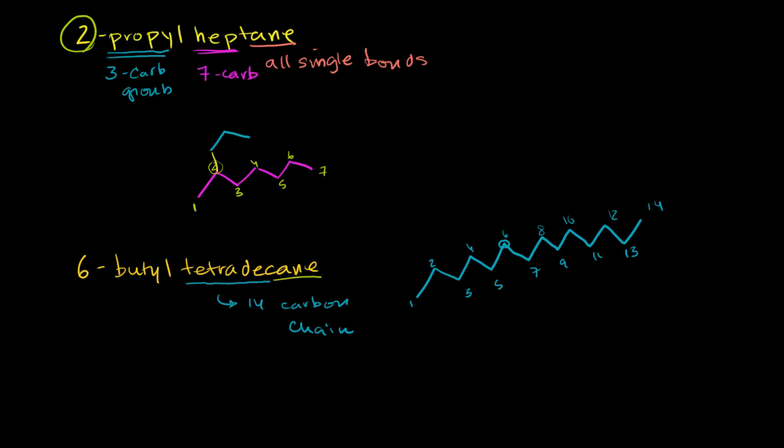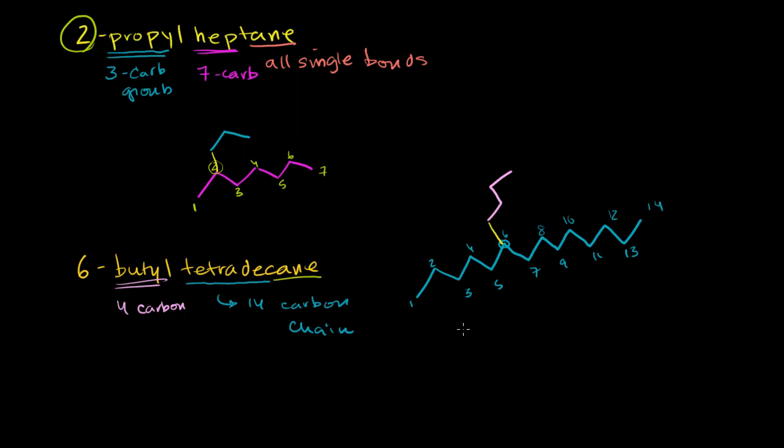So let me write this in pink maybe. So this is a 4-carbon group. It's actually, you call it an alkyl group. It's attached to something else. So on the 6th carbon, we have a 4-carbon group. So let me draw it this way. Let's say we have 1, 2, 3, 4. So that is our butyl right there. And it's attached to the 6th carbon right there. So this is what our molecule would look like.